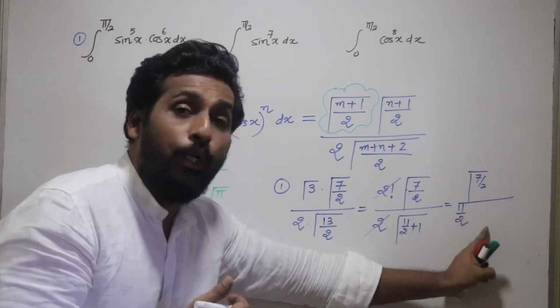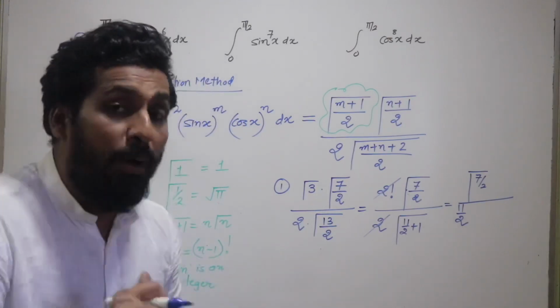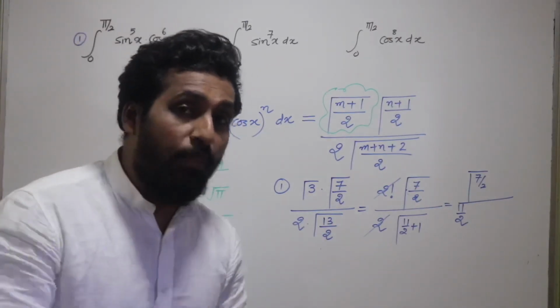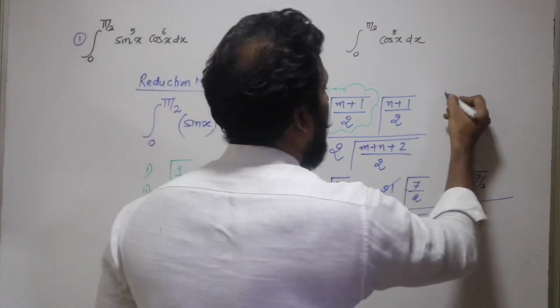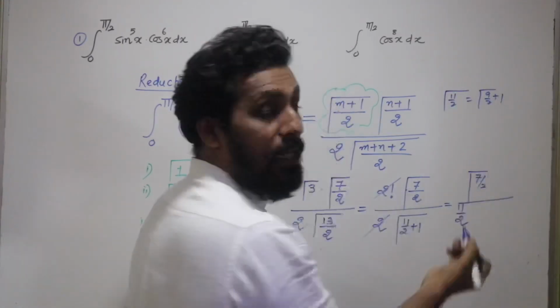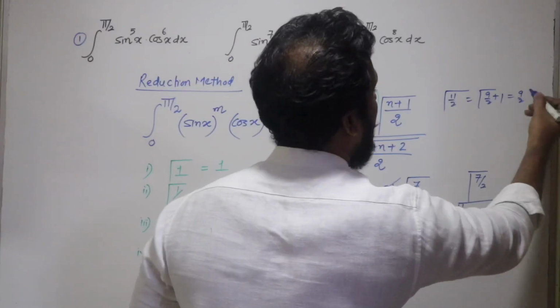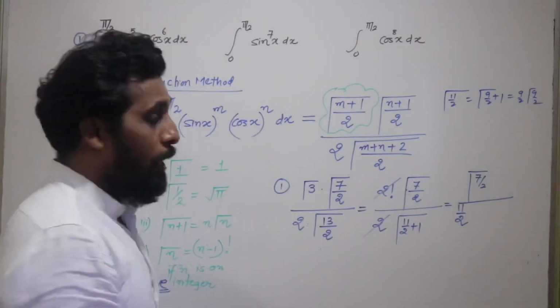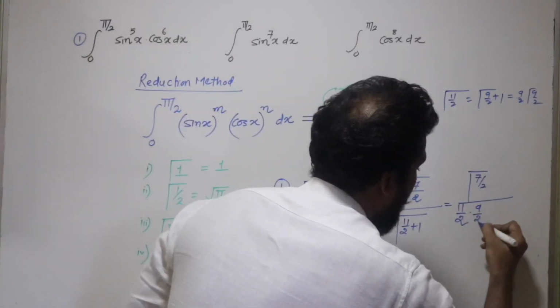Gamma 11 by 2 can be written as 9 by 2 plus 1, which gives me the answer 9 by 2 gamma 9 by 2, isn't it? So I'll write here 11 by 2, 9 by 2.